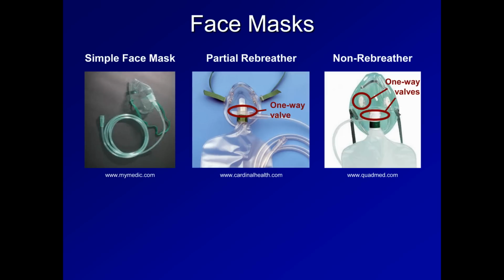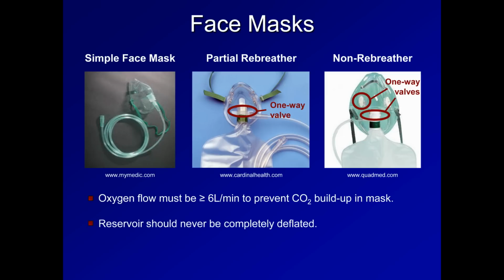There are a few important practical rules to using face masks. The first is that oxygen flow must be at least 6 liters per minute to prevent the buildup of carbon dioxide in the mask. Having lower flow rates through the mask can theoretically cause hypercapnia. Next, at no point during the respiratory cycle should the reservoir be completely deflated, as this implies the patient's minute ventilation is significantly outstripping the flow of oxygen and may contribute to the sensation of dyspnea. If this happens, the simple correction is to turn up the oxygen flow rate.